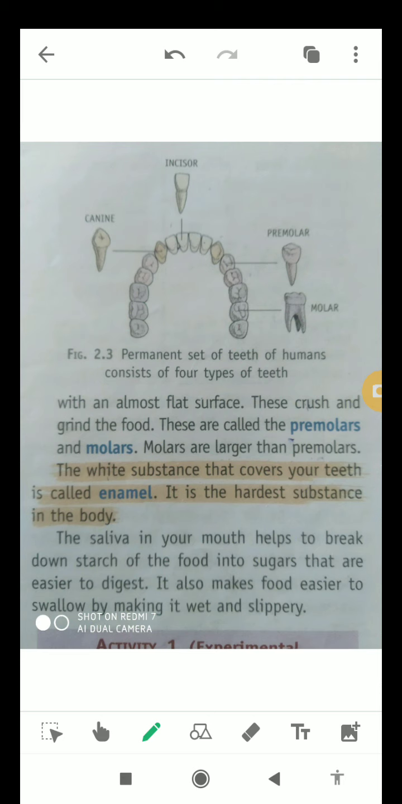The white substance that covers your teeth is called enamel, and it is also the hardest substance in our body. The saliva in our mouth helps to break down the starch of the food into sugars that are easier to digest. Apart from this, it also makes food easier to swallow by making it wet and slippery. So this is the main function of saliva.